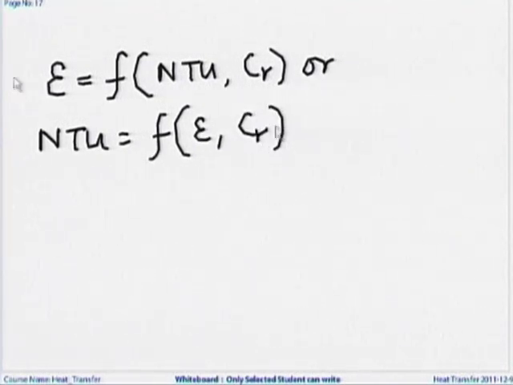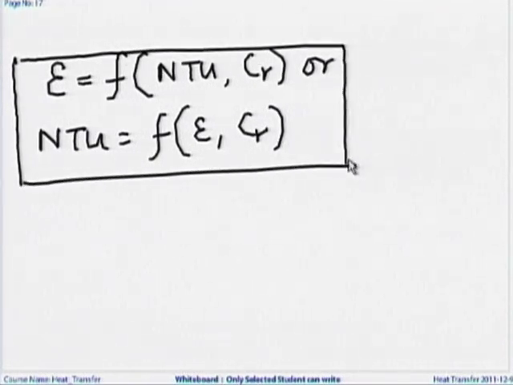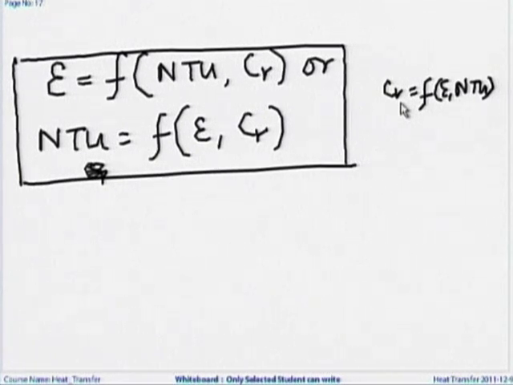Why could I write that? Because these non-dimensional numbers, we are not giving them any special name, these are all non-dimensional quantities only. These non-dimensional quantities are all functions of temperature difference ratios only, nothing else. And since that is the case, by our logic that we have learnt in dimensional analysis, one of them is going to be a function of the other two. I can even write, for sake of completeness, CR is a function of epsilon and NTU, but we will not find that useful because CR is something that we know already. So we will not see this, we will see only these two cases.